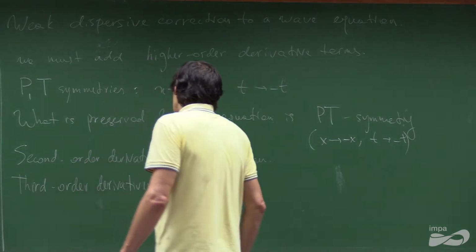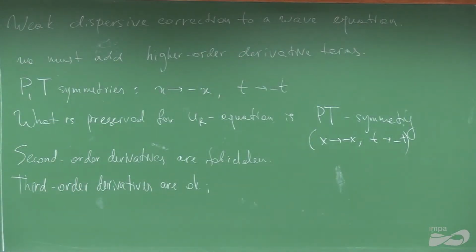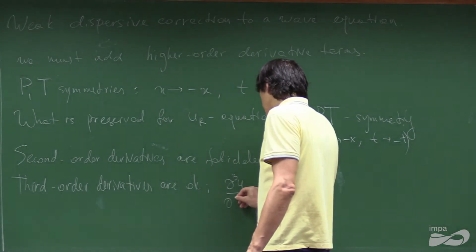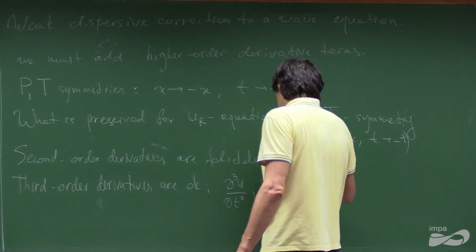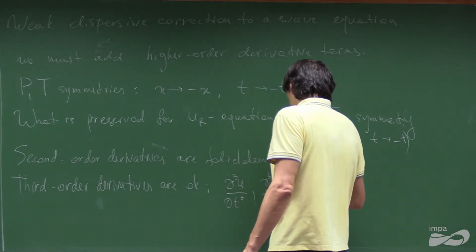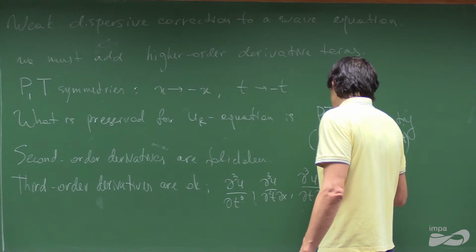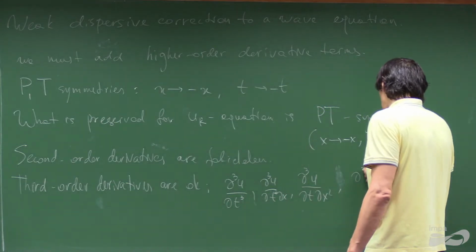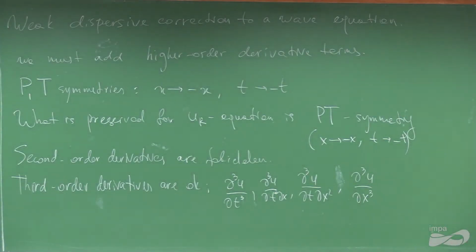Okay, so it means that third order derivatives are the most important dispersive terms that you can put. But there are many. So you can have a third time derivative. You can have a second derivative in time and one in x. You can have one in time and two in x. And you can have all in x. So there are 4 terms that in principle you can add with different coefficients.